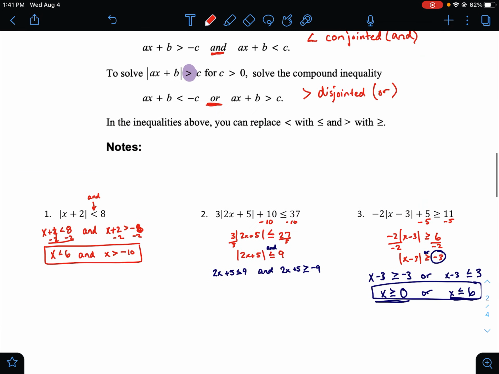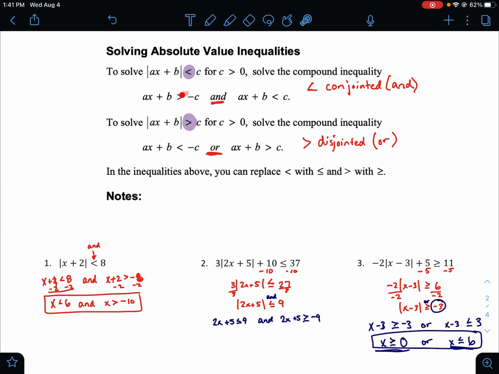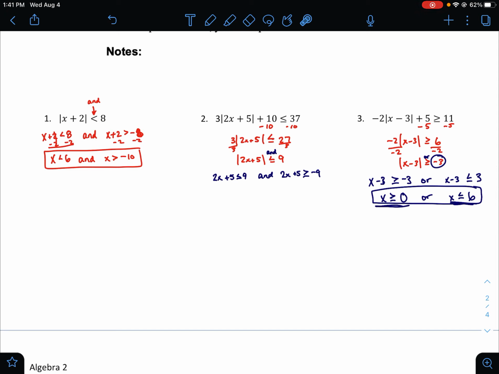It's all pretty much the same thing. Just remember that if it is less than, it looks like a C, it's conjoined. That means and. If it's greater than, it does not look like a C, so it's disjoined, and it's the or version, because those will be graded on there. So, all right, that's outcomes 3 and 4.